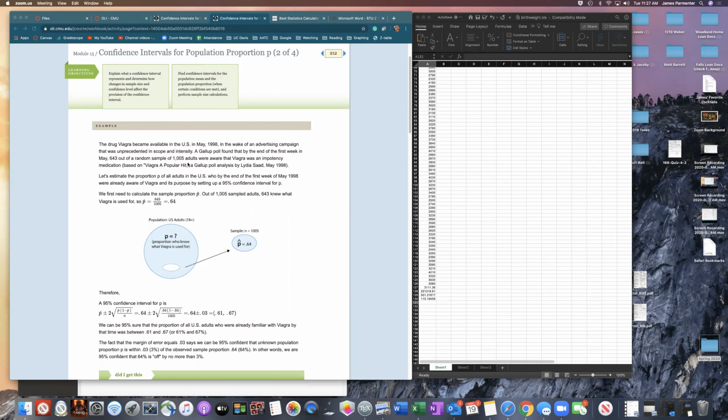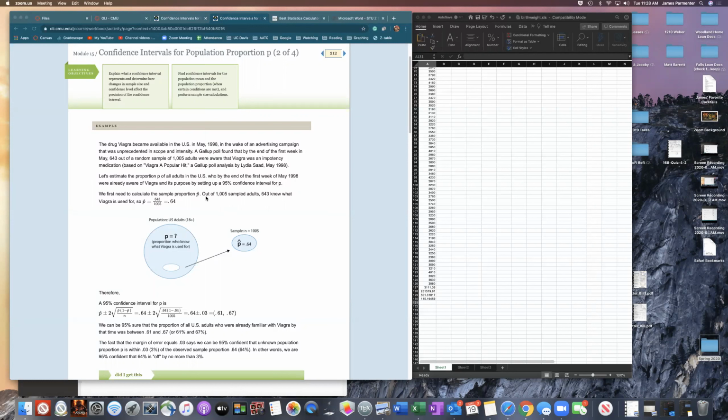Okay, anyway, not important. A Gallup poll found that by the end of the first week in May, 643 out of a random sample of 1,500 adults were aware that Viagra was an impotency medication. That's about 60% or 64%. I think it just made it 1,000 instead of 1,005. So let's estimate the proportion P of all adults in the US who, by the end of the first week of May, were already aware of Viagra and its purpose by setting up a 95% confidence interval.